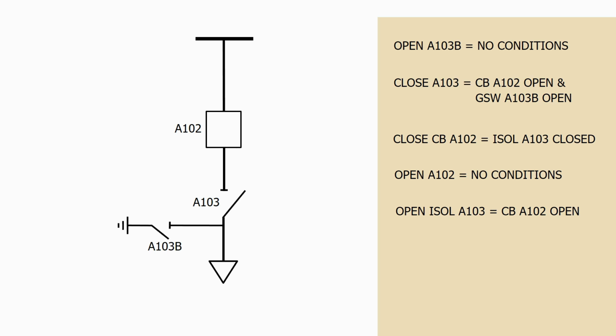And finally, let's close the ground switch. We don't want to do this until the circuit has been isolated, so we make sure the isolator A103 is open before we close the ground switch. We now have a set of rules for opening and closing all of the main equipment on this circuit, and we can use this information to create our electrical and mechanical interlocking.